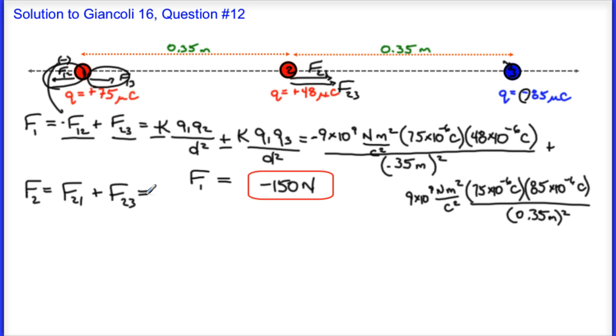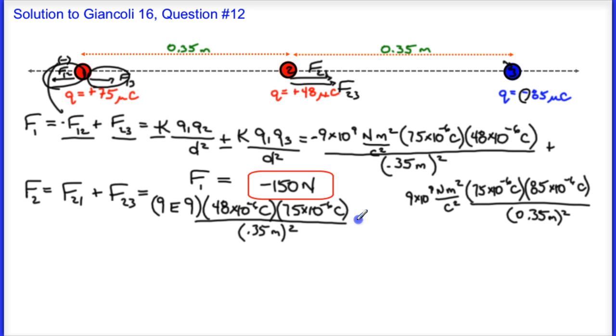And then I'm just going to plug in very similar terms. I'm going to go ahead and just start by putting them in. That's going to be 9 times 10 to the ninth. I'm going to write this in like I would on my calculator. So that's going to be 9E9, which is Coulomb's constant, times Q2 in this case, which is 48 times 10 to the minus 6 coulombs. And I've got to multiply that by 75, which is Q1, times 10 to the minus 6 coulombs. Divide that by 0.35 squared. And I'm going to add that to 9 times 10 to the ninth.